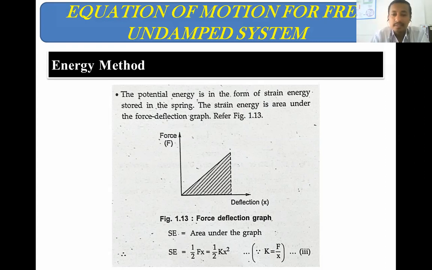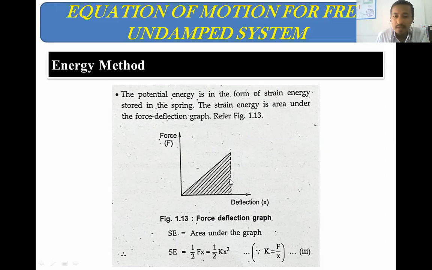Okay. So potential energy is the energy stored in the system because of the virtue of its position. It is called strain energy in case of the spring. That is given by this graph of force applied versus deflection. This area is a triangle, and whatever area is covered is given by the potential energy. The area of a triangle is always half into base into height. Here the base is deflection x.